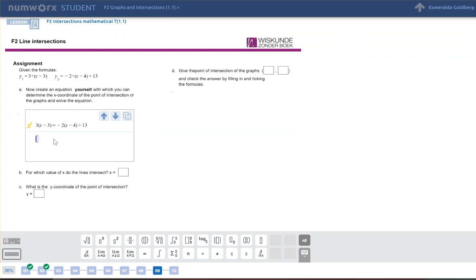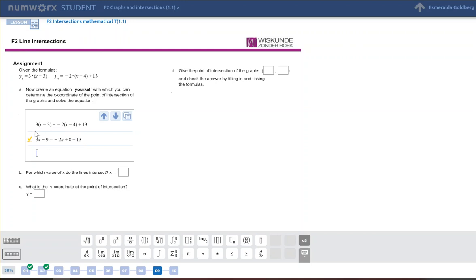And now the first step is to remove brackets. Here I can remove brackets by multiplying 3 by both things between the brackets. So first I do 3 times x, that's just 3x. And then I do 3 times minus 3, which is minus 9. So those are the brackets on the left-hand side removed. Next I go on to the other brackets on the right-hand side and I remove them in the same way. So minus 2 times x is minus 2x, and minus 2 times minus 4 is plus 8. Don't forget to copy down the plus 13 at the end.